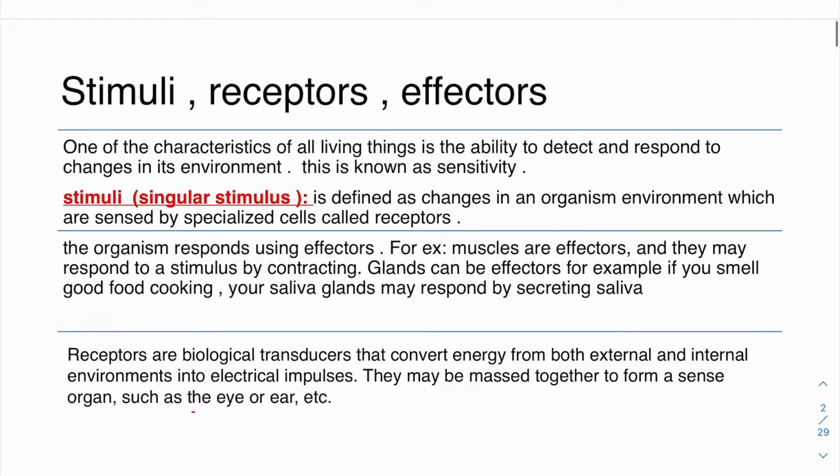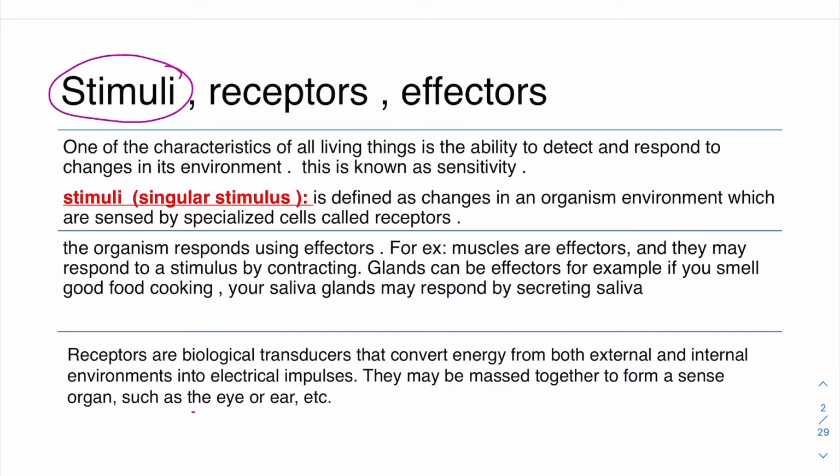Well, starting with the stimuli, we know that all living things have some characteristics such as nutrition, reproduction, movement, growth, and so on. And one of them is sensitivity. Sensitivity means to respond to the changes of their environment. And stimuli here means the changes of the environment of an organism.